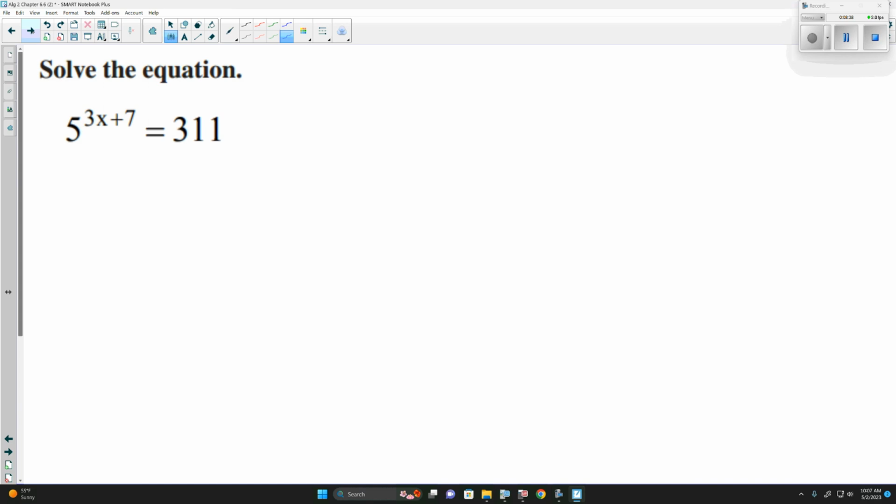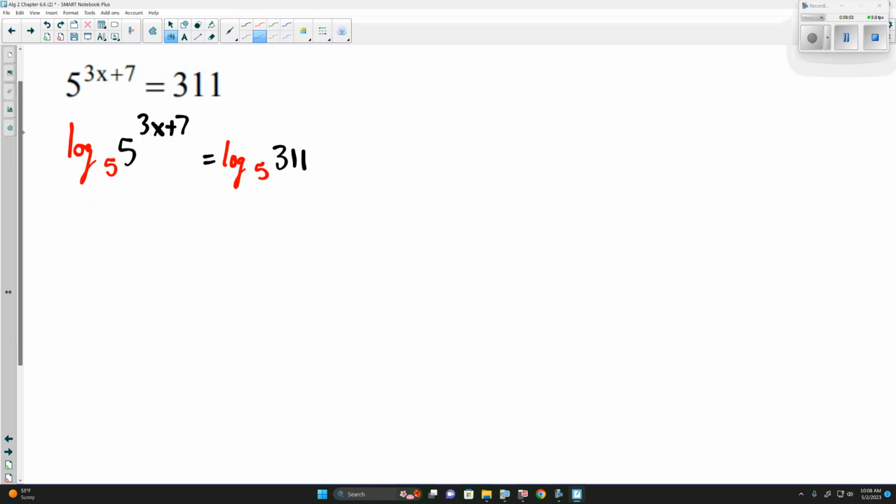Let's look at this one here, and then we'll move on to the next type. So when we look at this here, 5 to the 3x plus 7 equals 311, not 313. What can we do first? We can apply log base 5 to both sides.